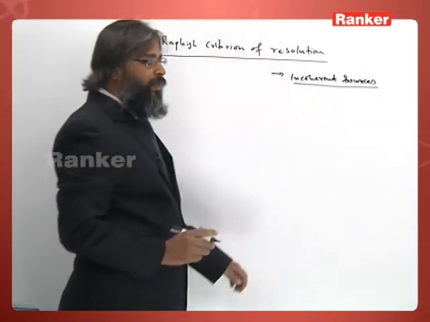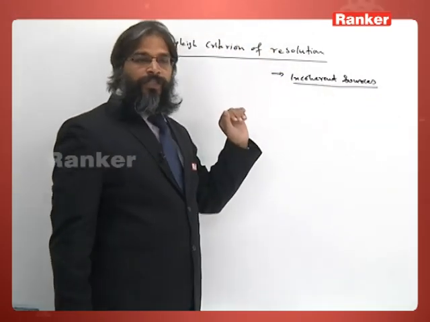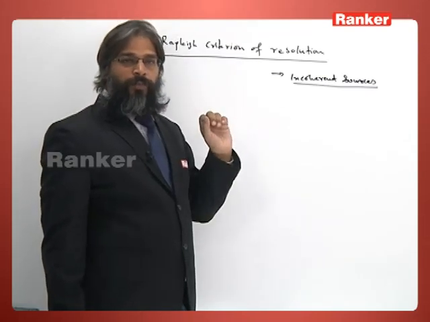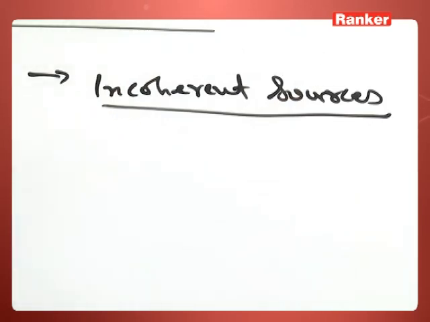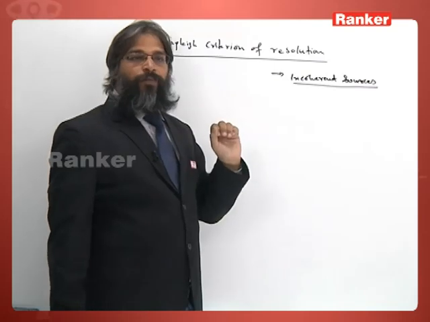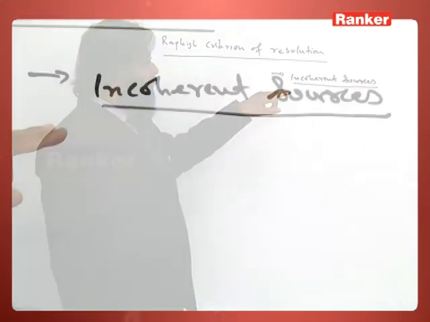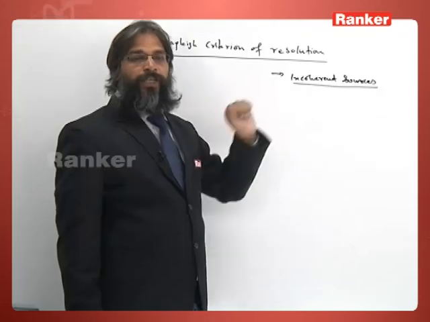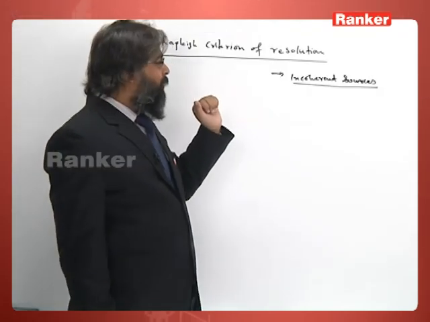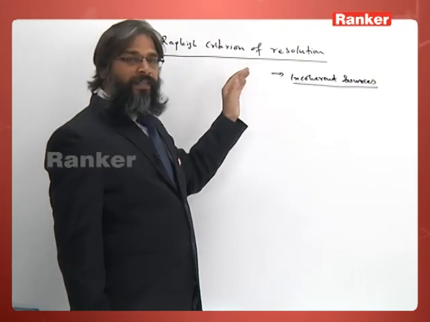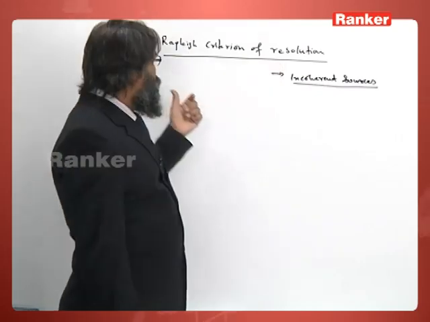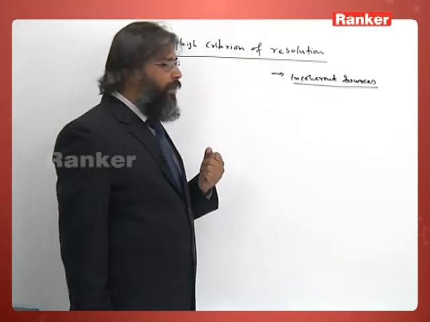If we are using incoherent sources of light, suppose we are observing stars through a telescope, the light emitted from stars is incoherent. So the Rayleigh's criteria of resolution gives a better result for incoherent sources. There are other criteria, like the Sparrow criteria, which give better results for coherent sources, but for incoherent sources we use Rayleigh's criteria of resolution.